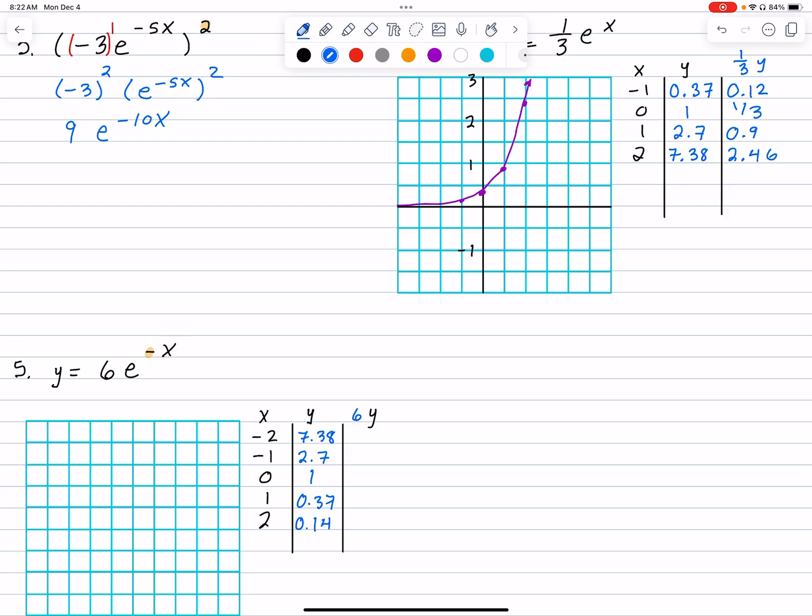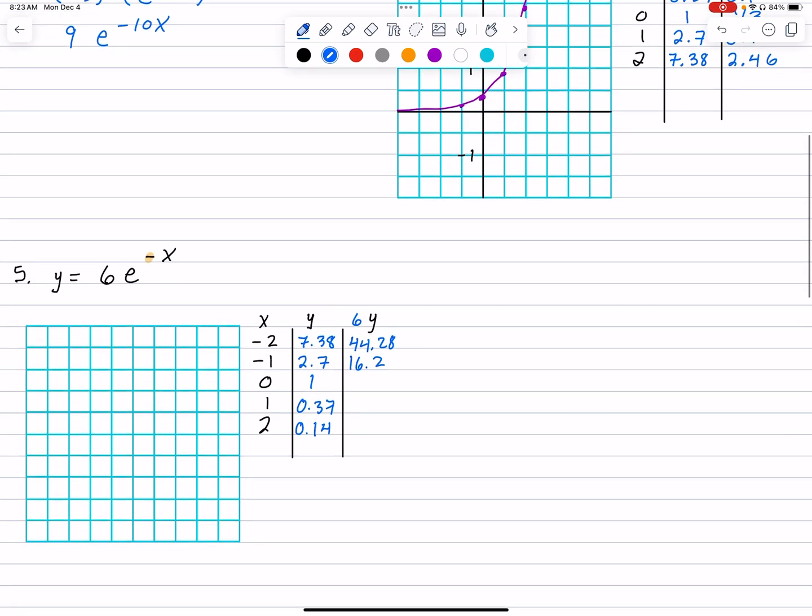So 7.38 times 6 is really large. That looks like it's 44 point, let's say. It doesn't matter. I think you guys would agree it's just too big. 2.7 times 6 is 16.2. That's pretty large too. 1 times 6 is 6. 0.37 times 6 is, what is that, 2.22, and 0.14 times 6 is 0.84.